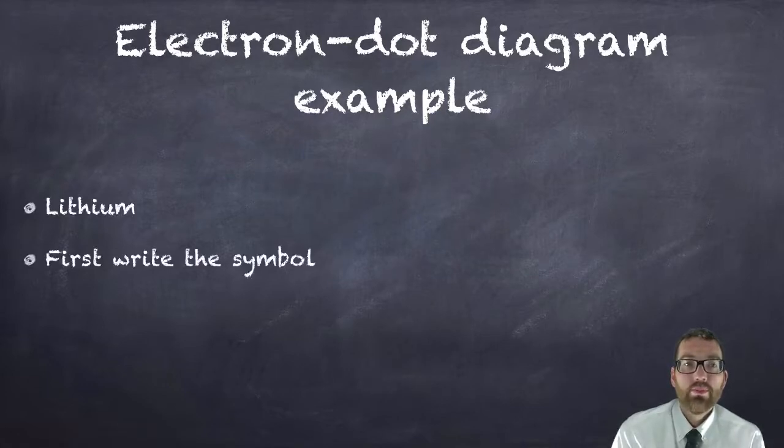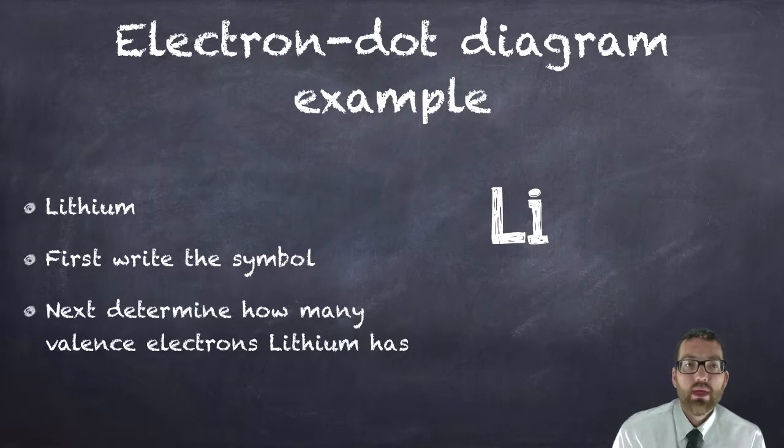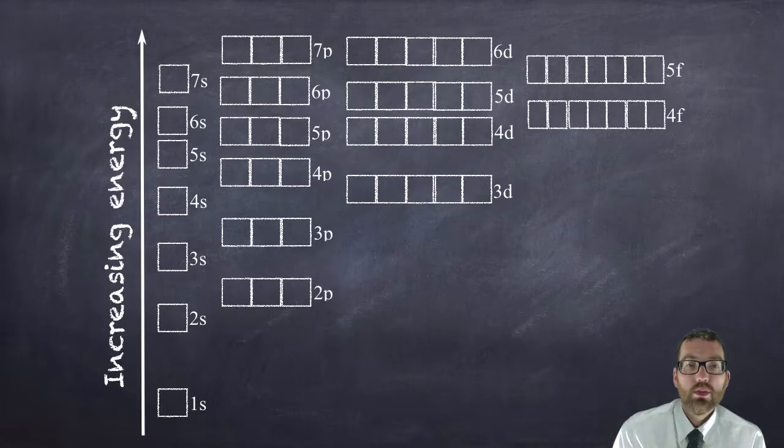Let's do lithium. First we write the symbol. Lithium, of course, is Li. Next we need to determine how many valence electrons lithium has. One way to do this is to do an orbital diagram. Lithium has 3 electrons, so we fill in the 1s, up, down, and then the 2s is just up. So the configuration is 1s2, 2s1. Its highest energy level is its second energy level, and it has 1 electron, so it has 1 valence electron.